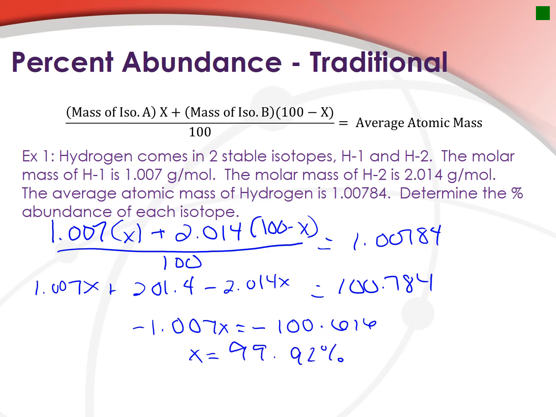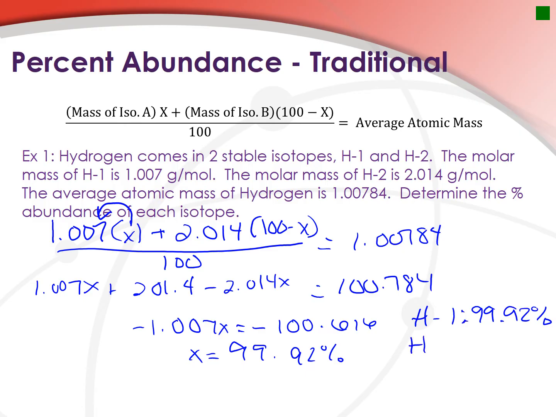99.92%. So what I want to do now is make sure I know which one was the 99.92, and I'm going to look at where I assigned x, and I assigned x with that mass of hydrogen 1. So hydrogen 1 has a percent of 99.92%. So 99.9% of the time I would grab a hydrogen 1 isotope.